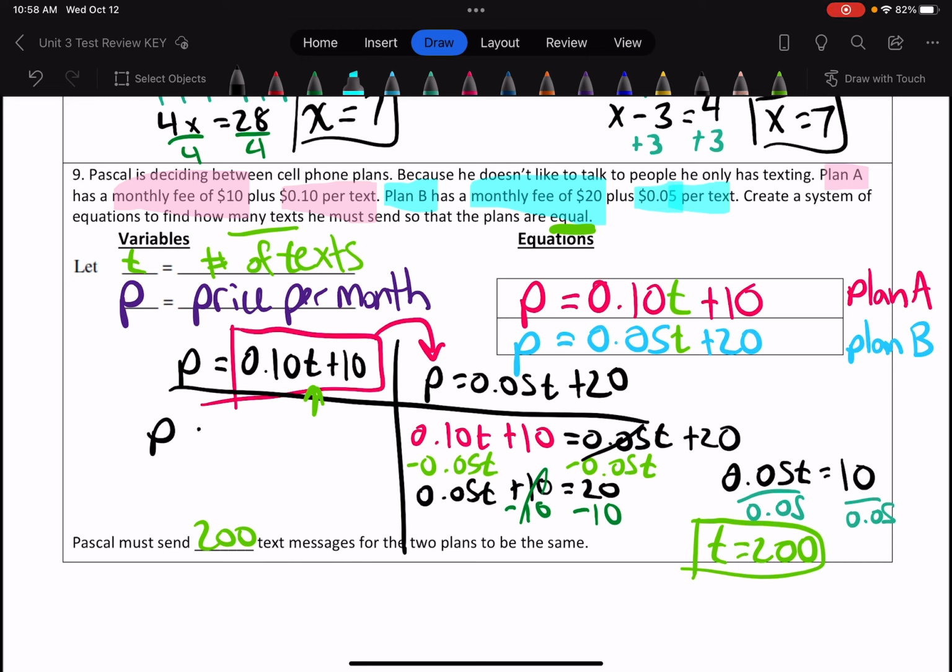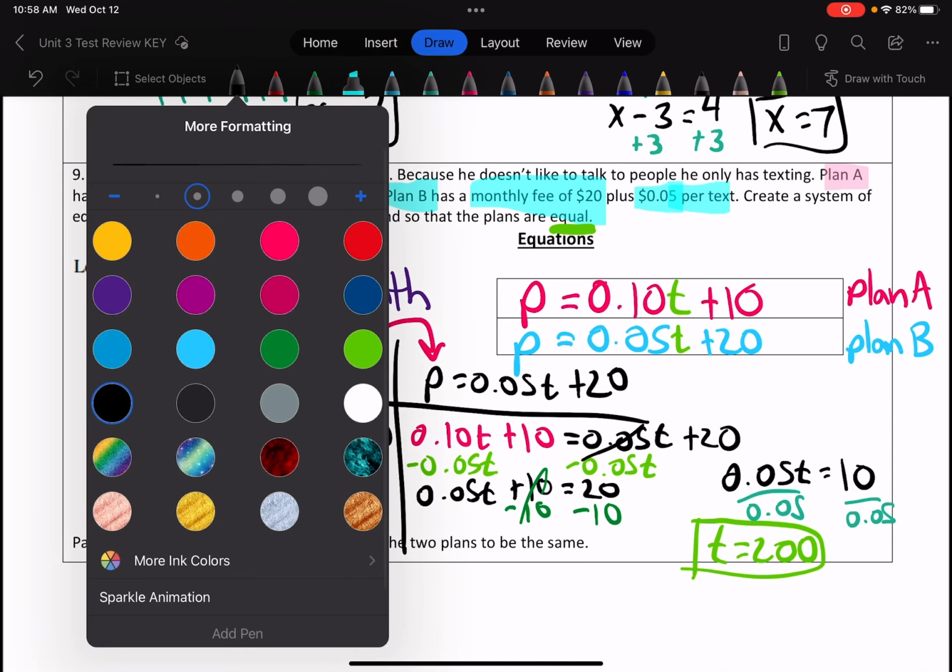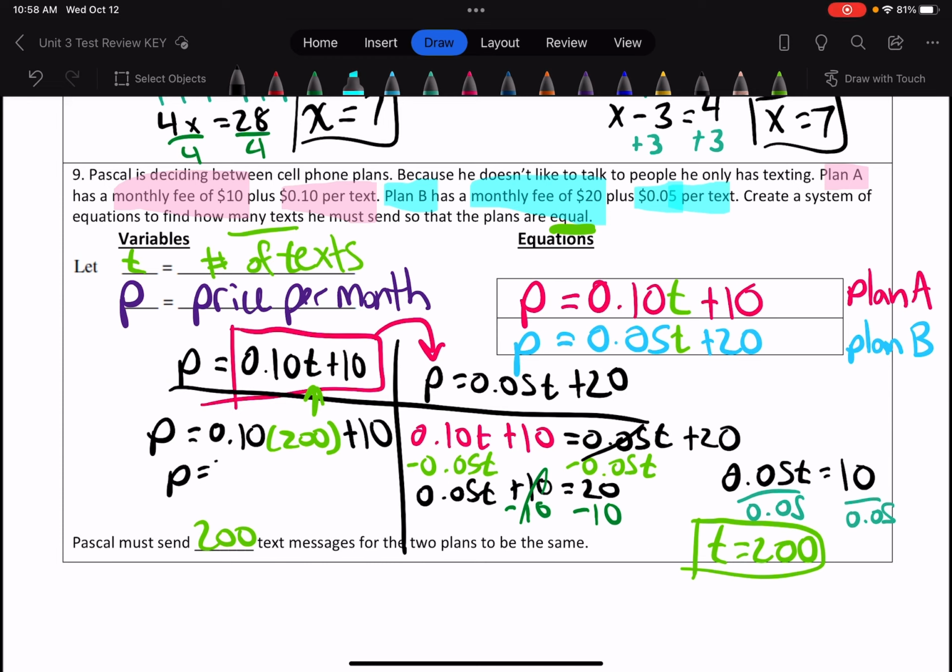Because I could say P is equal to 0.10 times 200 plus 10. Well, 0.10 times 200 is going to give me 20. So P is equal to 20 plus 10, which means that Pascal would pay $30 for both plans if he sent 200 text messages. So it wouldn't matter if he chose plan A or plan B. If he sends 200 text messages, he's going to pay $30 regardless.